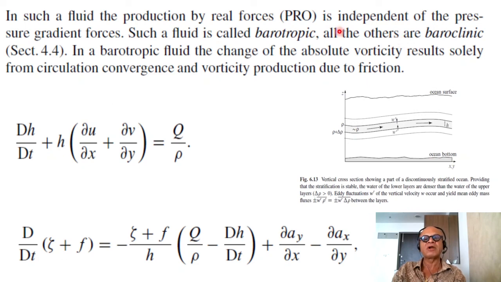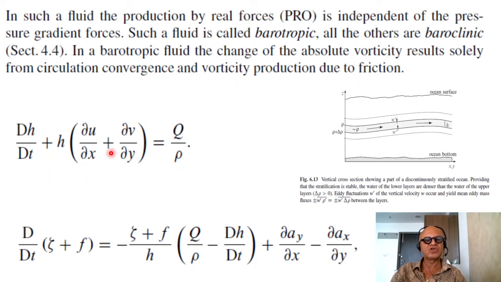Such a fluid is called barotropic. We used this term before. All others are baroclinic. So barotropic is where pressure surfaces and density surfaces are parallel to each other, and the cross product of grad p cross grad rho is 0, whereas in the baroclinic fluid the pressure surfaces and density surfaces can intersect. In a barotropic fluid, the change of the absolute vorticity results solely from the circulation convergence and vorticity production due to friction. Okay, so those are the equations we are looking at still.